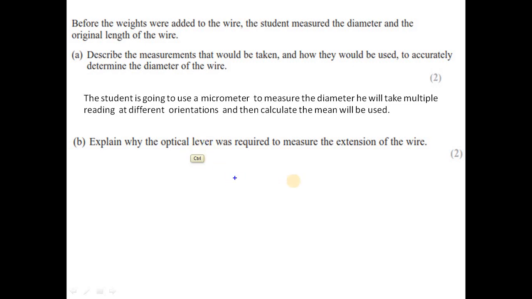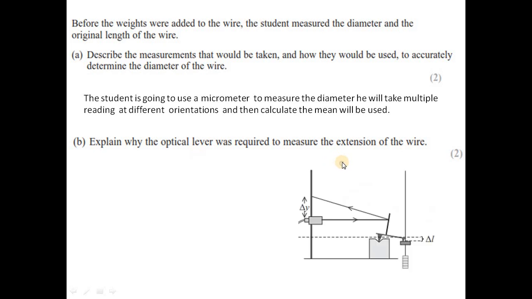It's because if you see the diagram, it consists of a very small extension here, which is delta L, and this length is difficult to measure directly. But due to the optical lever, this small extension corresponds to this delta Y. So what is going on here? Due to the optical lever, this small extension is being magnified. So due to this magnified value, we can easily read. That's the advantage of the optical lever.